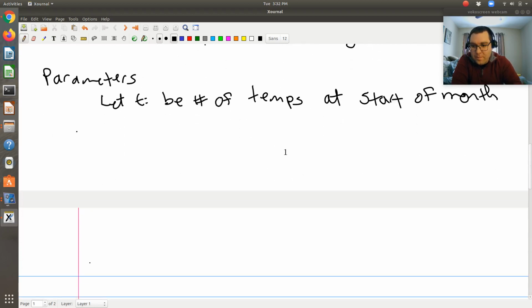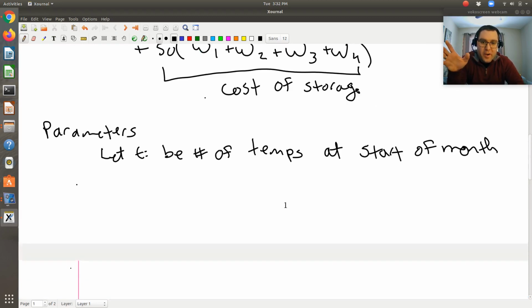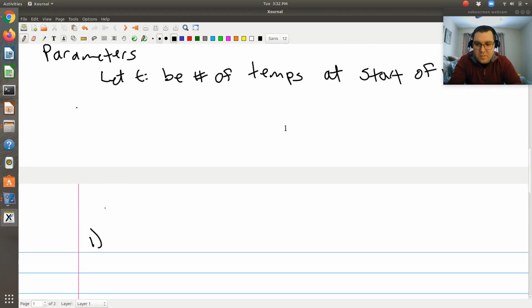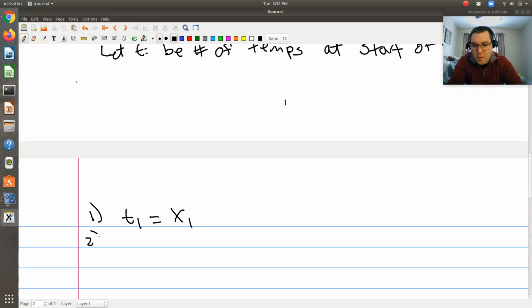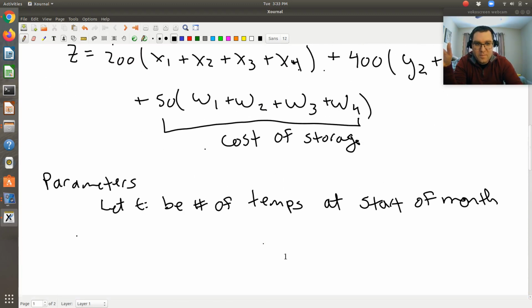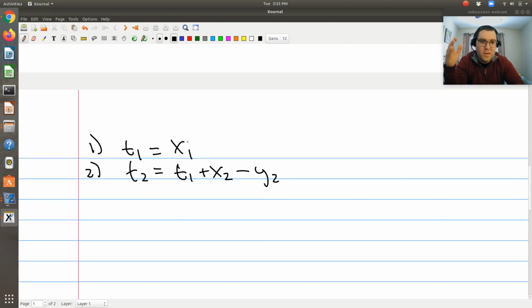This is just going to help simplify my later equations. If I think about month 1, we said we won't fire any temporary employees in month 1. So the number of temps in month 1, T1, will just be equal to the number of temps that I hire at the start of month 1. Then the number of temps in month 2 will be equal to the number of temps that I had in month 1, plus however many temps I hire minus however many temps I fire. So I have an employee balance.